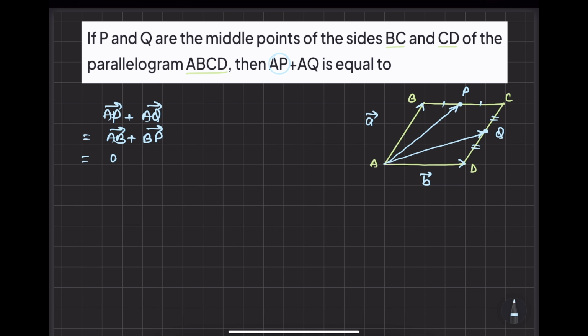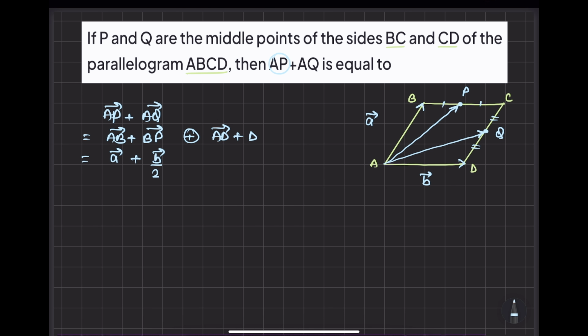Now focus on AQ vector. So AQ vector will be what? You will apply the triangle law: AD vector plus DQ vector. AD vector is what? Vector B. DQ vector is what? Vector A by 2.